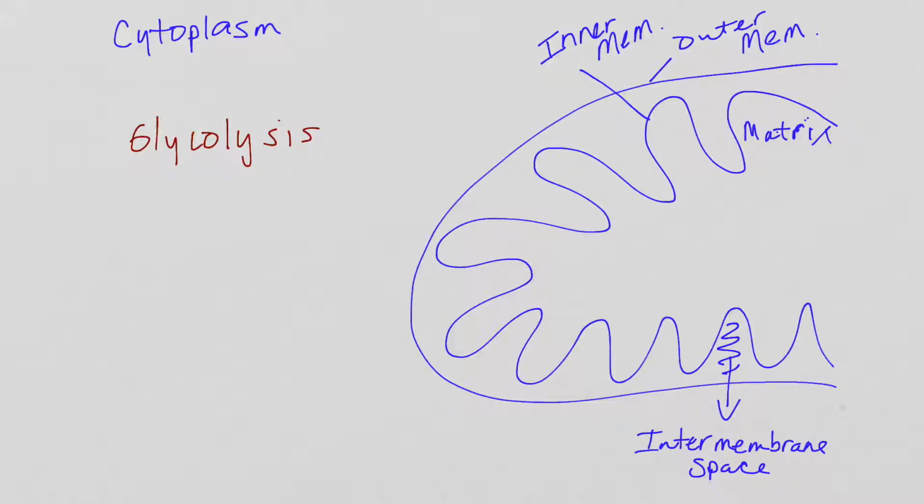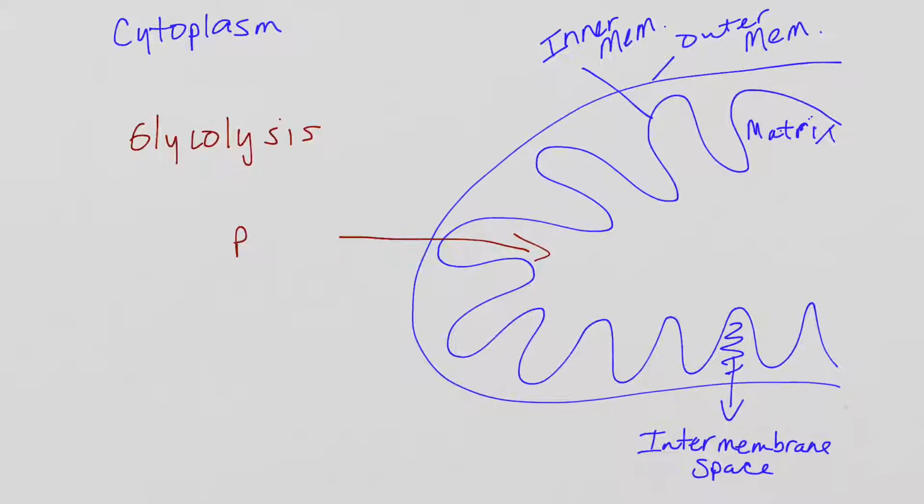All of the parts of glycolysis would take place inside the cytoplasm, and this is going to include things such as the hydrolysis of ATP, because glycolysis does require the use or the input of ATP. Once we finish glycolysis, the end product, pyruvate, is going to be transported into the matrix of the mitochondria.